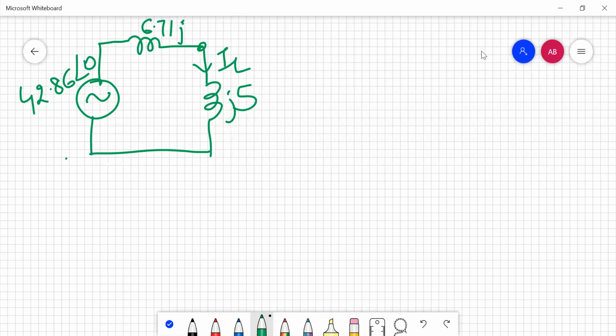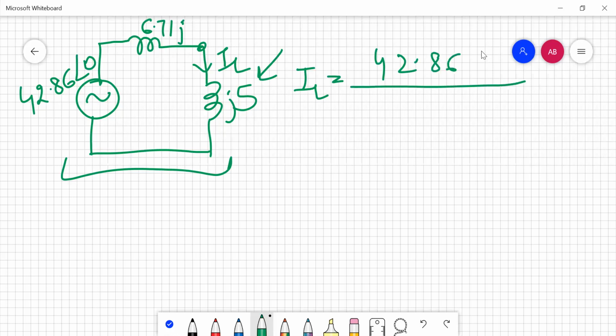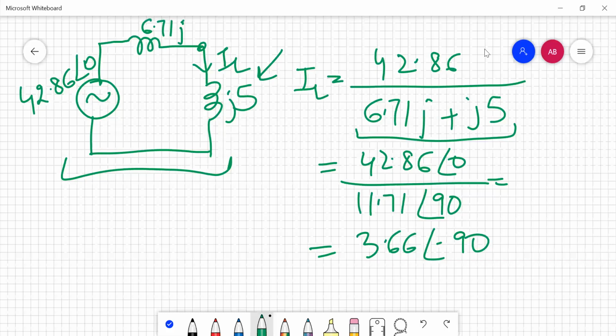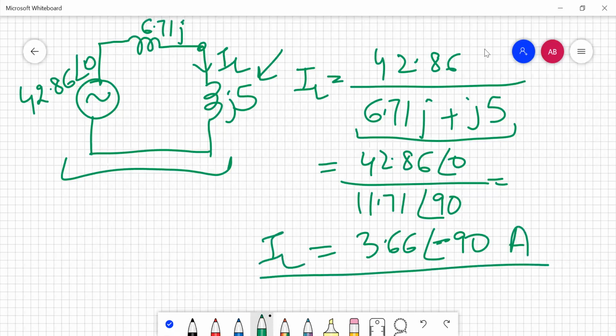So now I have drawn the Thevenin's equivalent circuit and I have put back my J5 in which the current was to be calculated. So now we can calculate IL, because this is my total voltage in the Thevenin circuit divided by the sum of the two resistances, that is 6.71 J and J5. So again we need to add them both and then convert to polar to divide them both. So let's write down the values. So now after solving, this gives me the value of IL as 3.66, because this when added gives me this value after conversion.